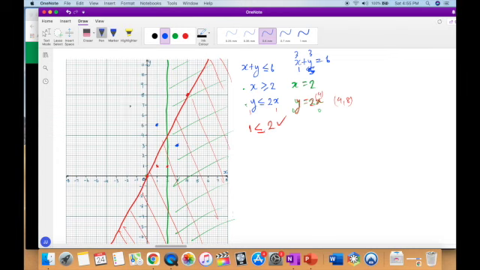And let's shade the region now. So let's try the origin 0, 0. 0 is definitely less than 6. So therefore the underneath is where we shade in here. So that will be this underneath of the line.